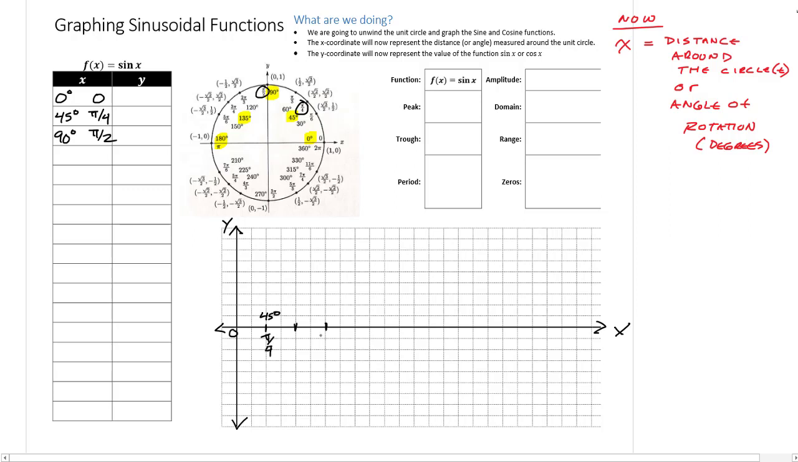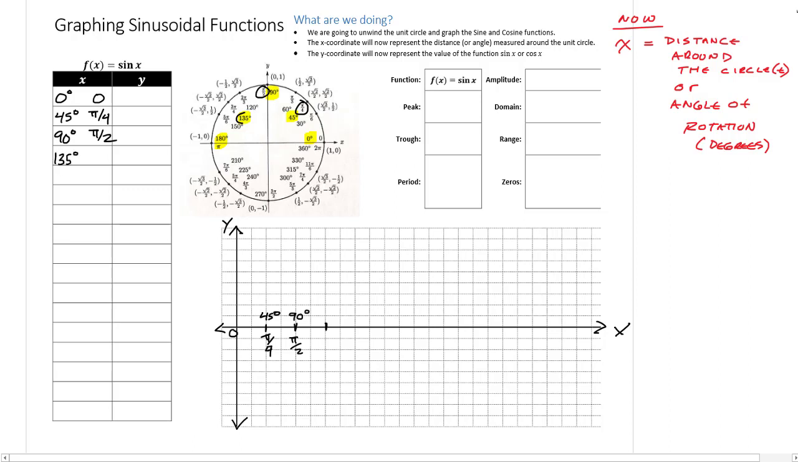So we want to kind of get used to using both. I know we're more comfortable with degrees, but just getting used to this, even if we're not perfect at it right now, the better we get at it, the better we'll be in the future. All right, 90 degrees is pi over 2. Might as well keep going. Let's do the rest of our graph here. So let's keep going. Let's go to 135. So we're going every 45 degrees here.